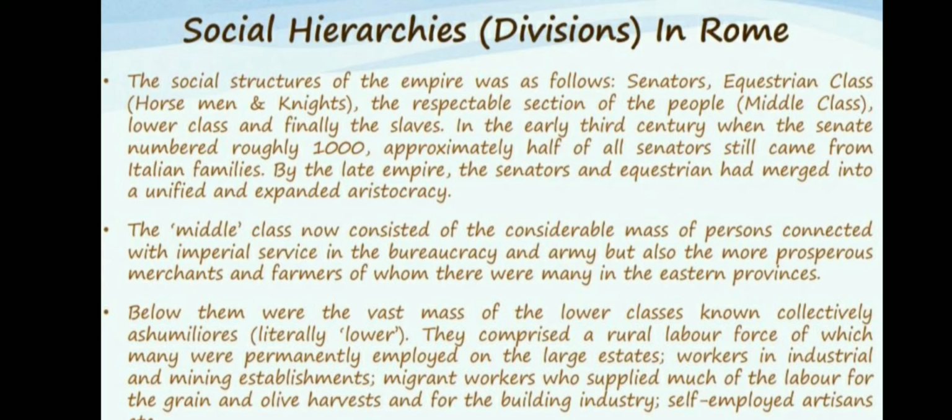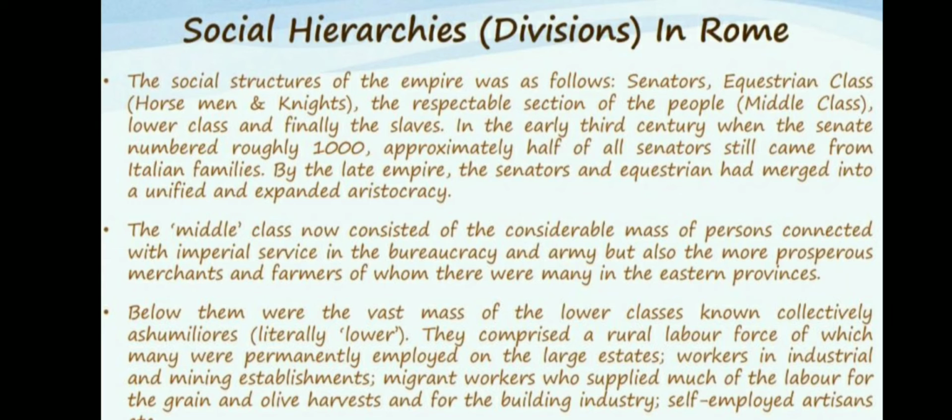Below them were the vast mass of lower classes, known collectively as humiliores, literally meaning lower. They are also known as humiliores. In the NCERT book, the lower category of people is termed as humiliores. So these people are the lower category.